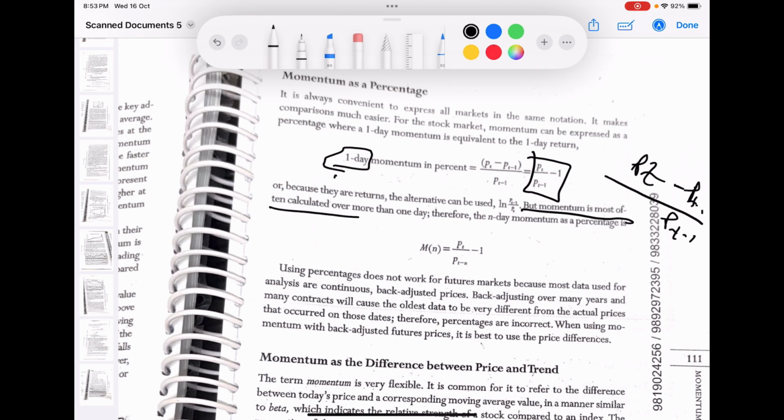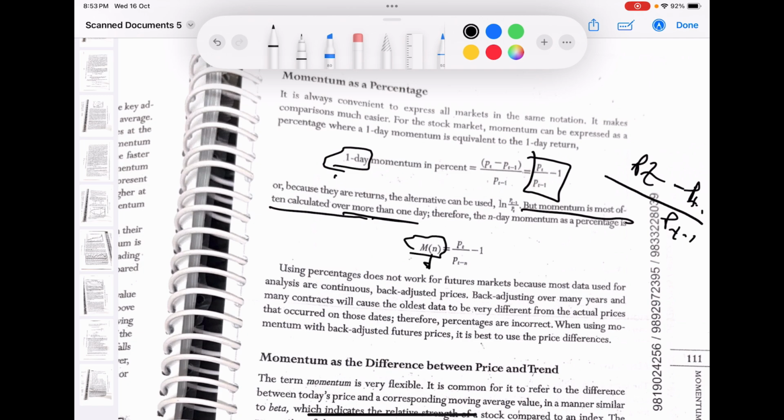Momentum is most often calculated over more than 1 day. We don't say what was the return in 1 day. We usually say what was the return over a period of 6 months, or over a period of 1 week. So usually momentum is calculated for a period of more than 1 day. But even then, the formula remains the same.